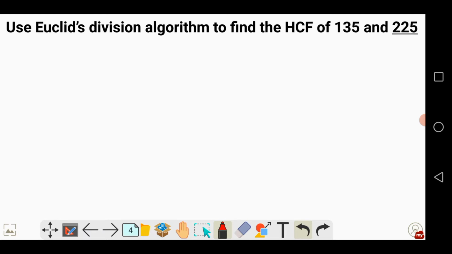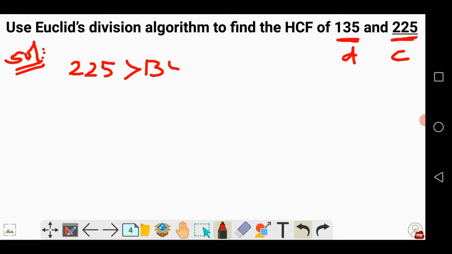Now we'll move to the questions. Use Euclid's division algorithm to find the HCF of 135 and 225. That is the question. These two numbers are 135 and 225. Which number is maximum? This is C, this is D. So I will write the solution. Which number is maximum? 225 is greater than 135. So C is greater than D.